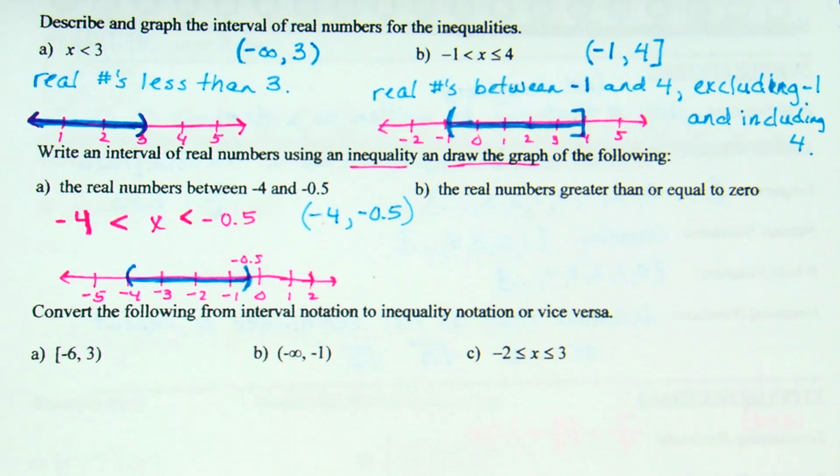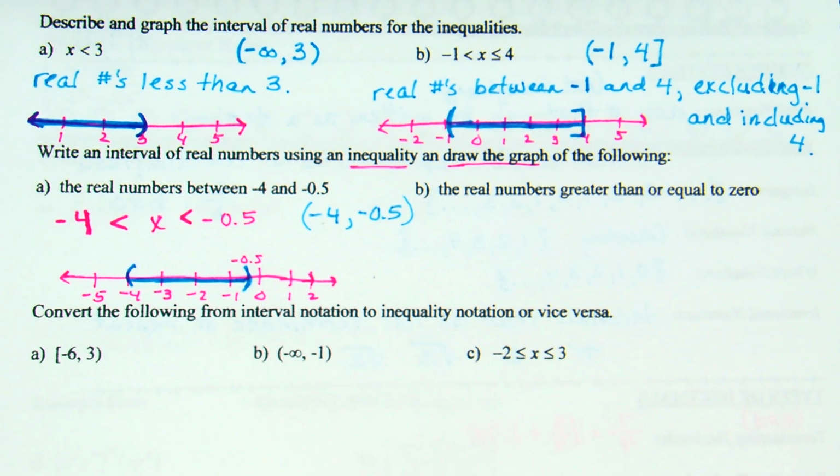But we left off where we had to write an interval of real numbers using an inequality and draw the graph. Okay, so writing inequality, we're using the less than greater than signs. Drawing a graph, we're drawing a graph. I've been throwing interval notation in just to practice with you guys a little bit. So, the real numbers greater than or equal to zero.